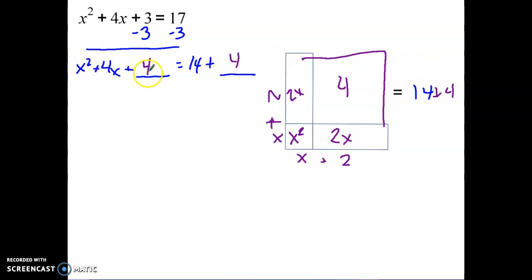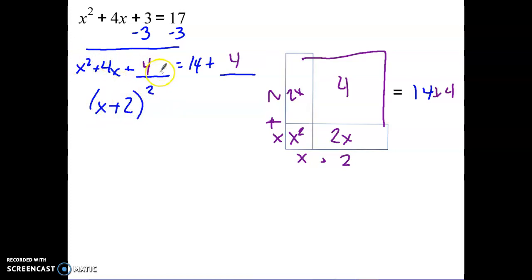This x squared plus 4x plus 4, that's the area of this shape, right? X squared right here plus 4x, those two put together, plus 4. That would give us the area of that whole square. But if we use the area formula, do you see that this side is x plus 2 and this side is x plus 2? Base times height, x plus 2 times x plus 2 is x plus 2 squared.